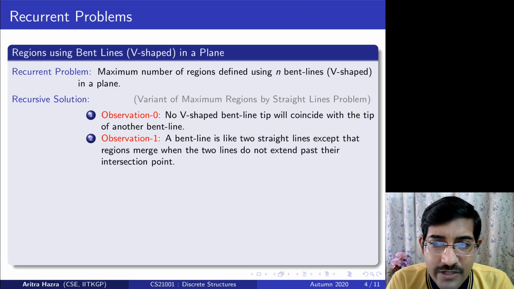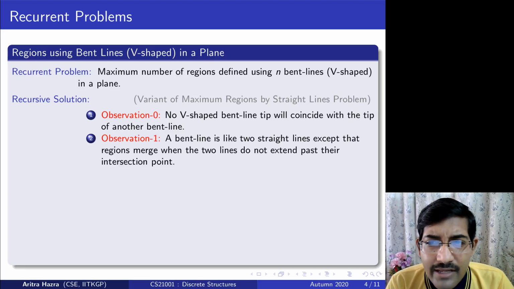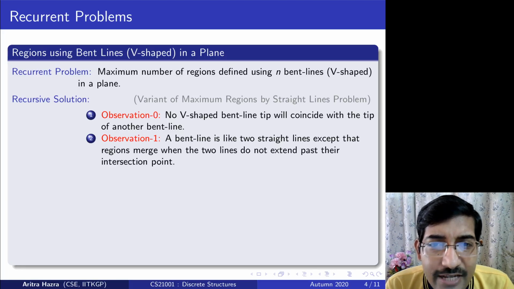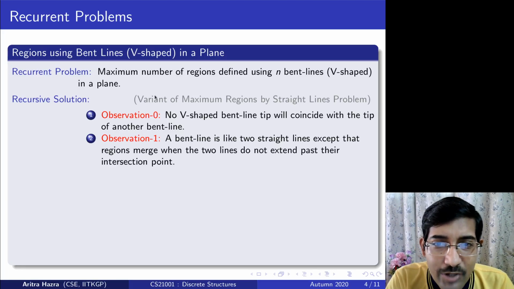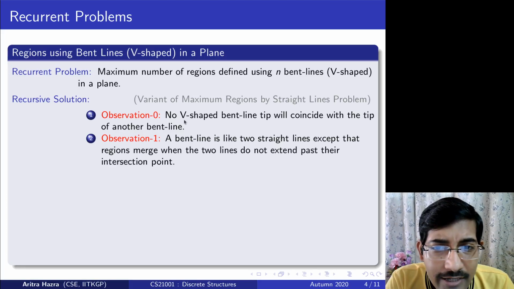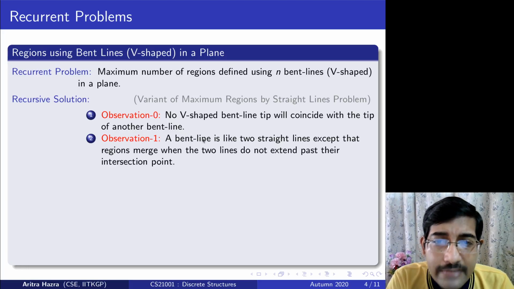Second observation. A bent line is just like two straight lines, except at the point of merging, and beyond that I do not extend those lines, isn't it? Because you have two straight lines. Consider the symbol V. You have two straight lines and you have a tip where they intersect. So earlier in our case, we just extended those two straight lines. Here, after the tip, we do not extend it.